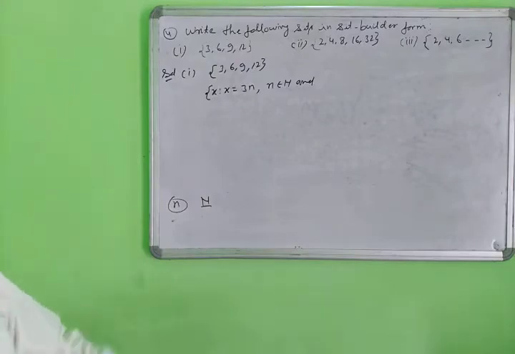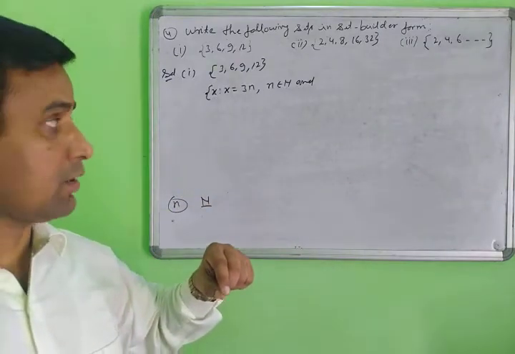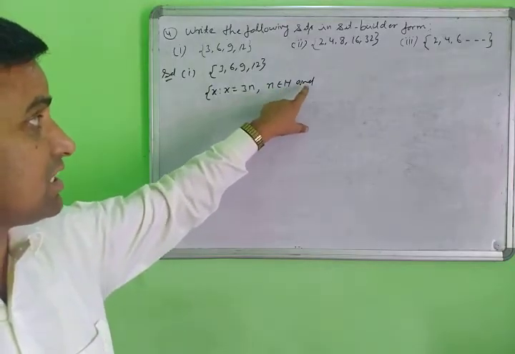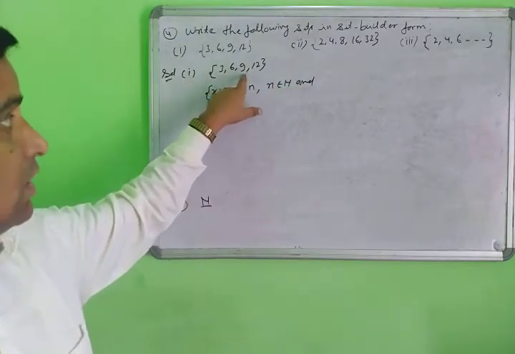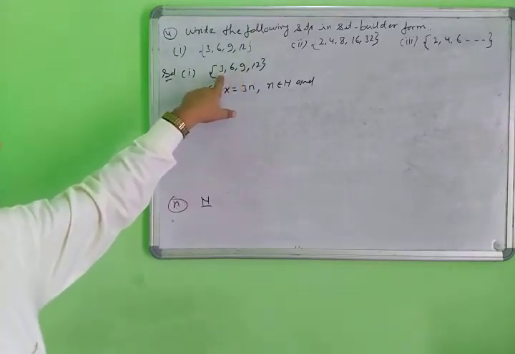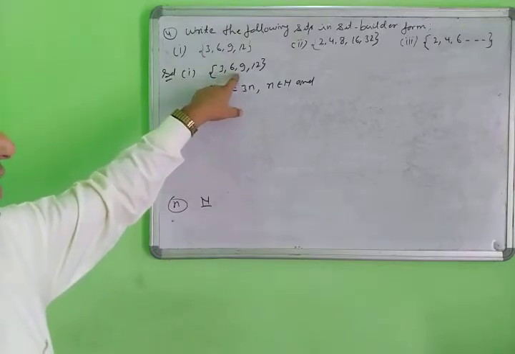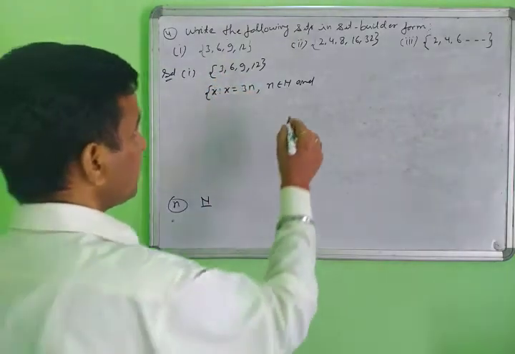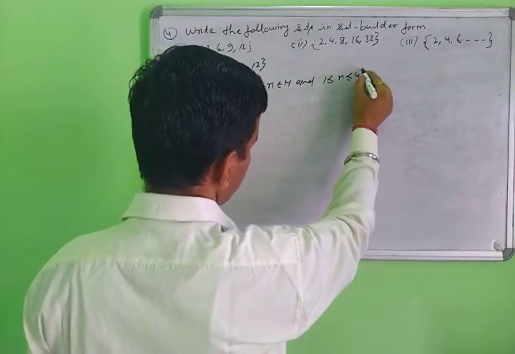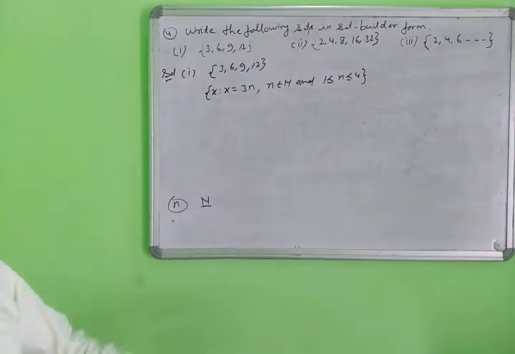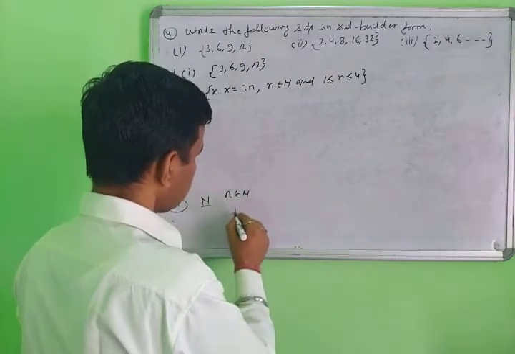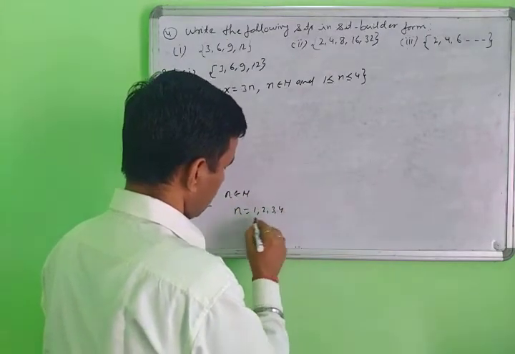In which limit? Natural numbers start from 1 and go on, with no limit. So what is the limit of the natural numbers in this set? It starts from 1: 3 times 1 is 3, then 1, 2, 3, 4. So n is greater than or equal to 1 and less than or equal to 4. Understand? What values of n? n belongs to N, values 1, 2, 3, 4.